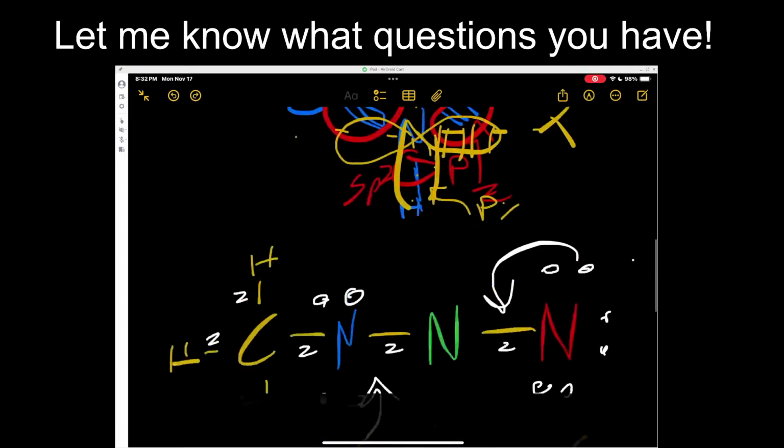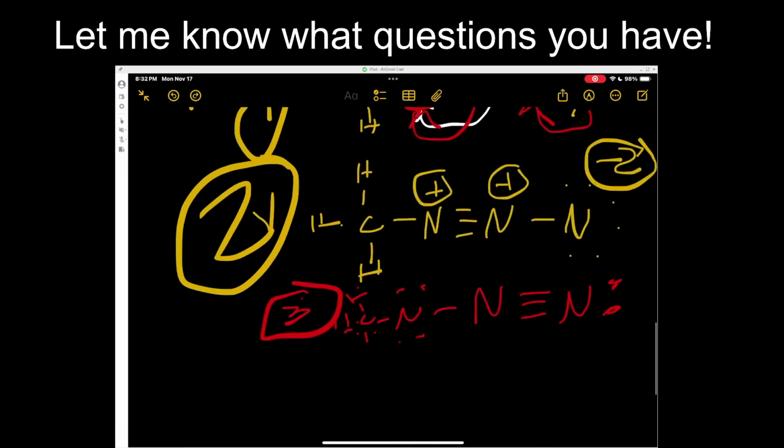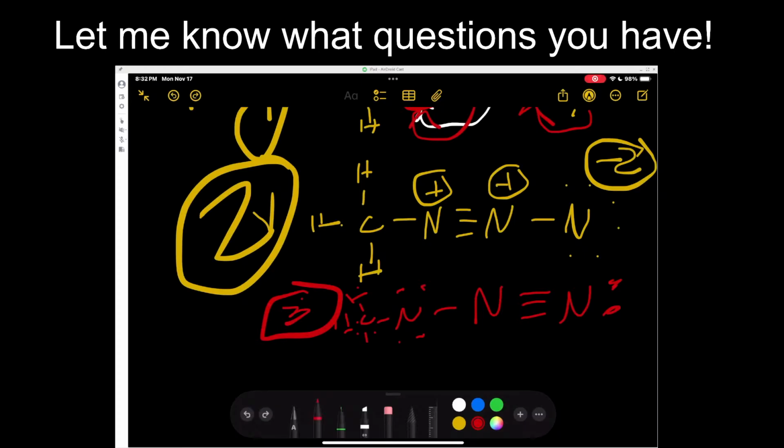And let's go back down here. Why do I like this structure? Because over here neutral, over here positive, over here negative. So this structure was not good because I had more formal charge than I needed.